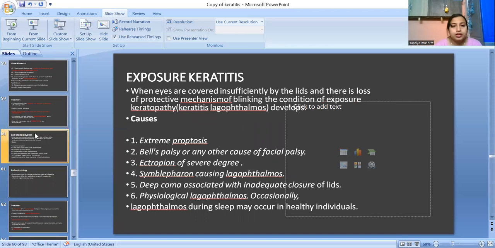Now comes exposure keratitis. When eyes are covered insufficiently by the lids and there is loss of the protective mechanism of blinking, the condition of exposure keratopathy, keratitis, or lagophthalmos develops. Causes include extreme proptosis, Bell's palsy, or any other cause of facial palsy, ectropion of severe degree, deep coma associated with inadequate closure of lids, and physiological lagophthalmos. Occasionally, lagophthalmos during sleep may occur in healthy individuals.